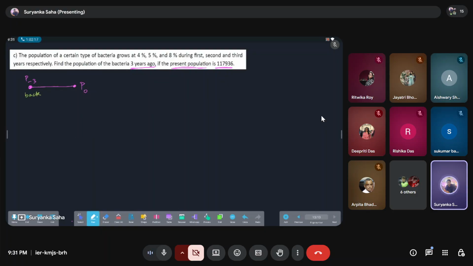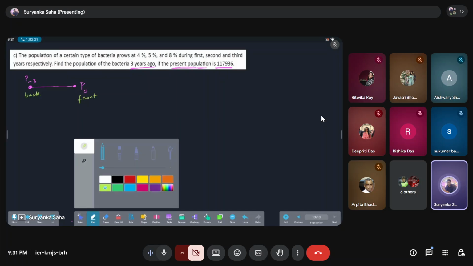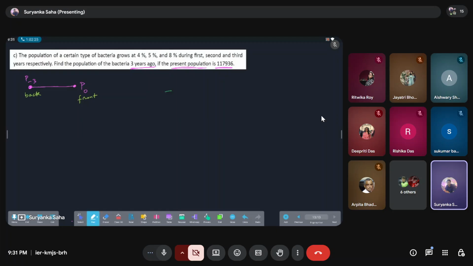And in the timeline, this is front. Now while putting the formula, you should remember the equal to left side will be front. P0 is in the front and P of -3 is in the back. Into is growth, and growth is always plus: 1 plus 4 by 100 R1, 1 plus 5 by 100 R2, 1 plus 8 by 100 R3.